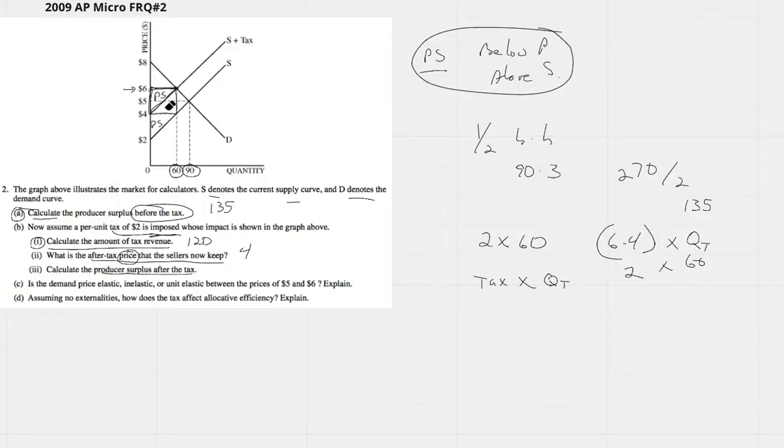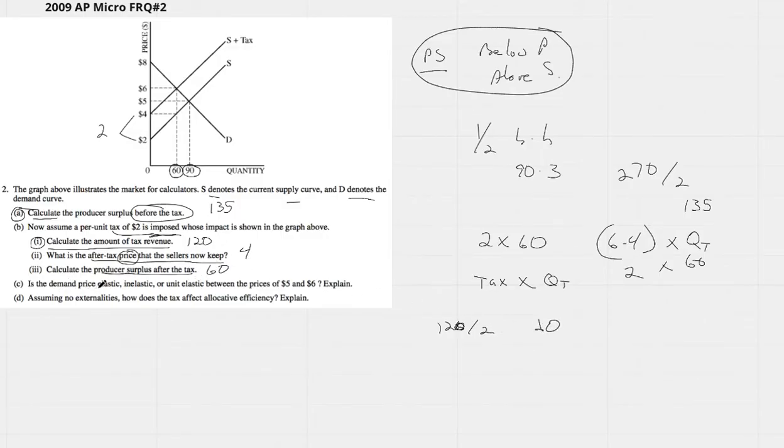If I had to choose one specifically, I would choose the upper producer surplus, but both of them are going to give you the exact same number. So it looks like our height is 2 and our quantity or width there is 60. So 2 times 60, is that right? 2 times 60 would be 120, divided by 2. So 60.